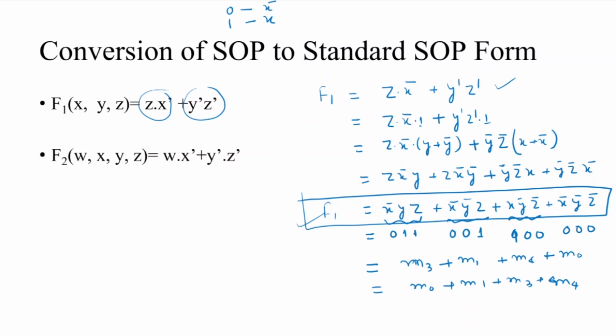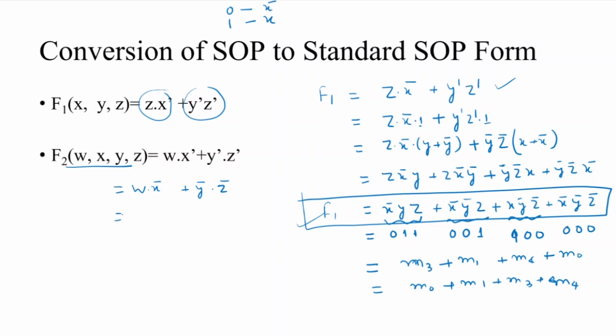Similarly, see this example, a 4 variable function: w x complement plus y complement z complement. What are the minterms here? This is written as w dot x complement plus y dash z complement. Here 2 literals are absent in each term: 2 are present and 2 are absent in this minterm, and 2 are present and 2 are absent in the other.